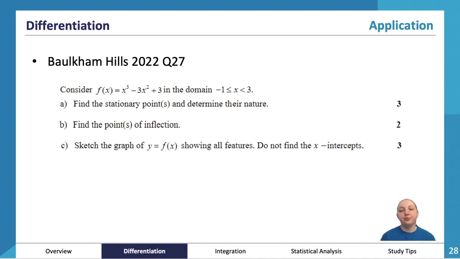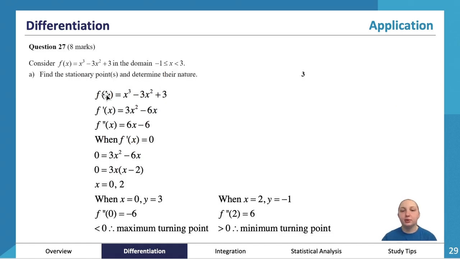Looking at part A, consider f(x) equals x cubed minus 3x squared plus 3 within the domain of x between 3 and -1. For 3 marks, we want to find the stationary points and determine their nature. Fairly straightforward question. First thing we've got is f(x) equals x cubed minus 3x squared plus 3. Find your first derivative, so bring that 3 down, do 3x to the 3 minus 1. Then we do 3 times 2, and we bring that 2 down, x to the 2 minus 1, and that constant disappears. So our first derivative is going to be 3x squared minus 6x.